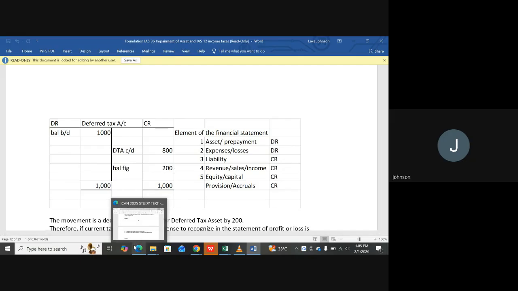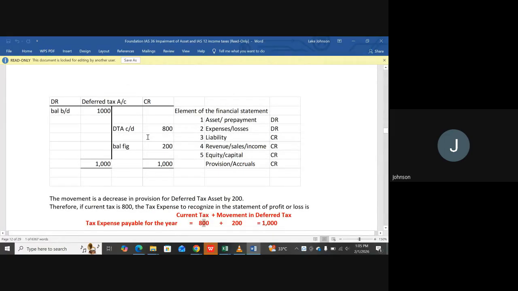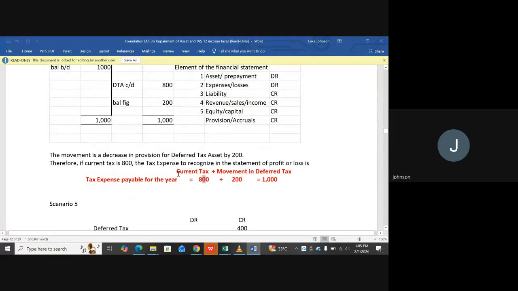Since there's a balancing figure of 200, it means this is a liability. Our current tax is a liability, and we are having additional liability. So we come here and say our current tax is a liability of 800 plus additional liability of 200, and it gave us 1,000. So just look at it that way. The balancing figure tells you whether you are having an asset or a liability. The balancing figure is on the credit side, and the credit side is always liability. Our current tax is a liability also. Since both of them are liability, you add them together. 800 plus 200, you're having 1,000.